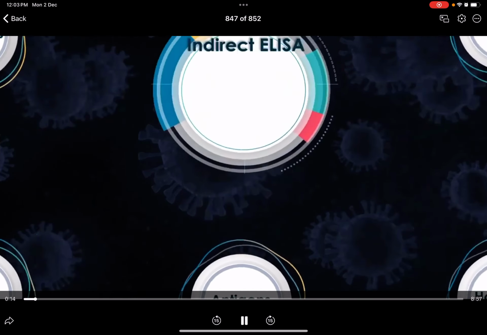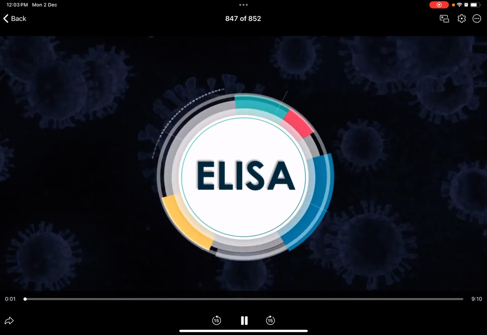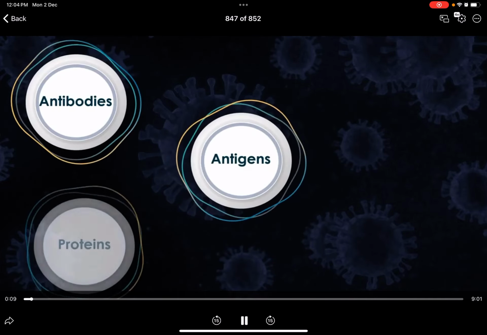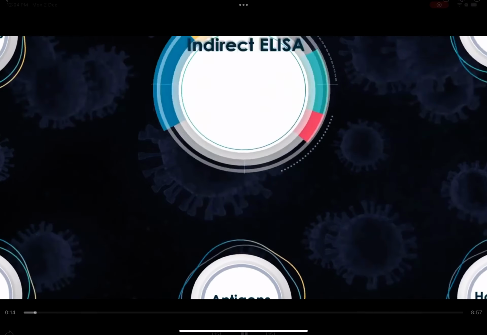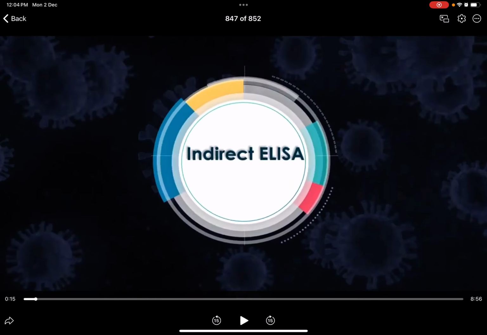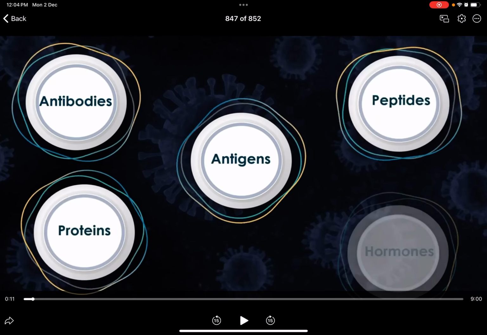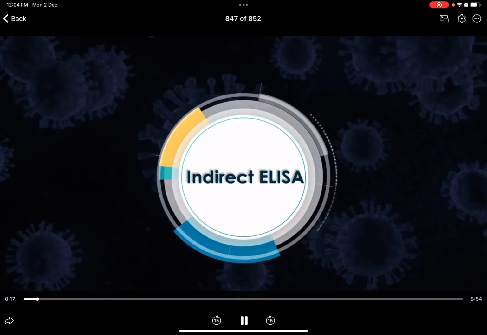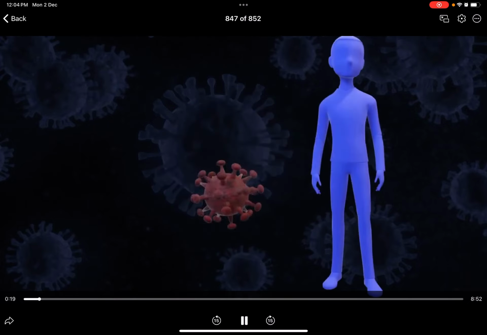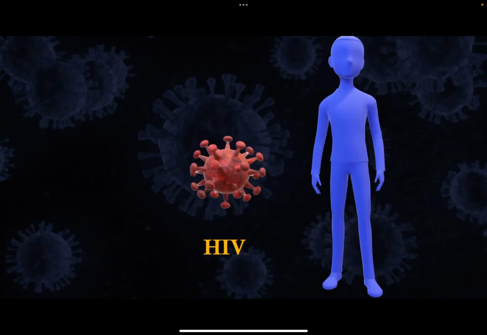The ELISA enzyme-linked immunosorbent assay is a plate-based assay technique designed for detecting and quantifying substances such as antibodies, proteins, peptides, and hormones. ELISA tests are broken into several types. In this video we'll talk about indirect ELISA, and we are going to see how it can be applied for HIV virus detection.